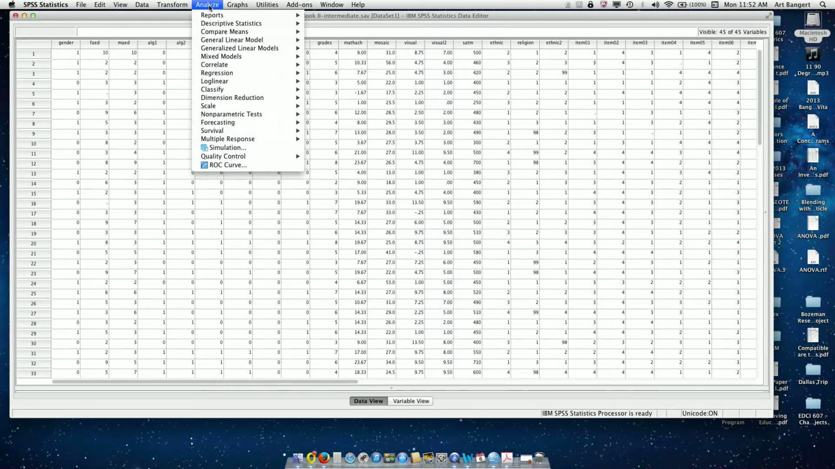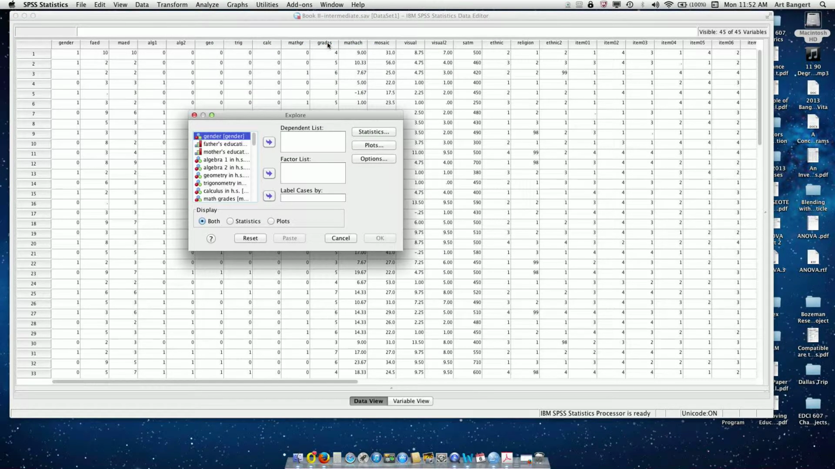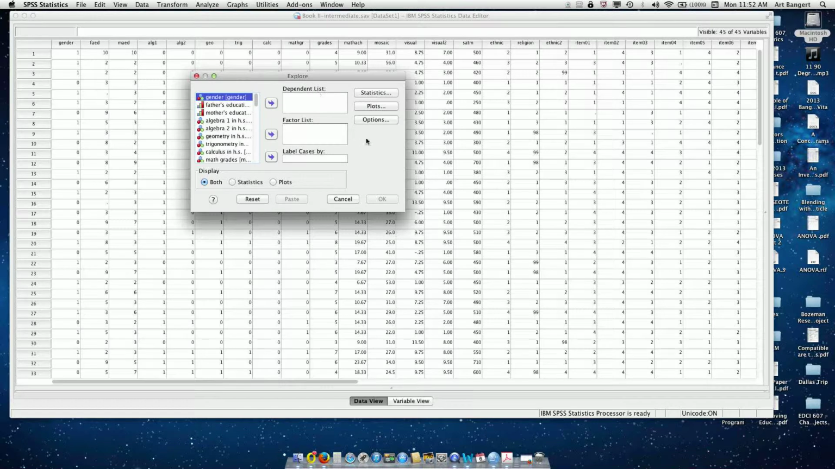So we'll go to Analyze, Descriptives, and then to Explore. Now we have a couple options here. We can look at that data by itself, or we can look at it by group data. So for example, let's say we want to look at the math achievement scores by gender. So we can put gender in the factor list, and then we can move the math achievement scores into the dependent list.